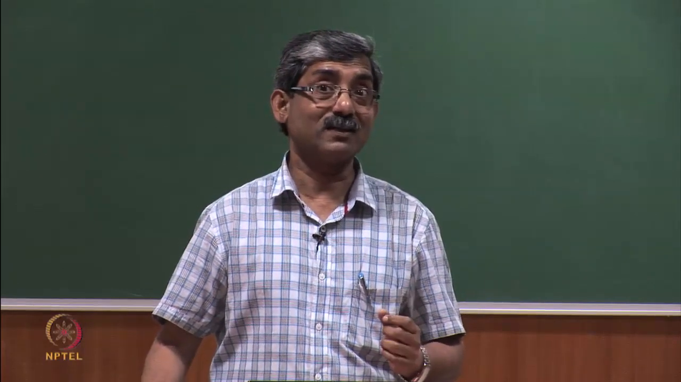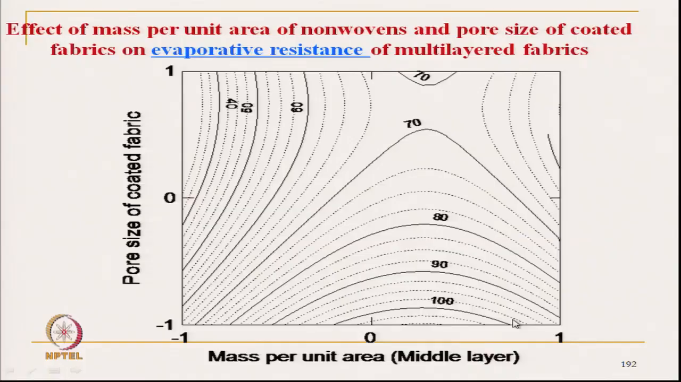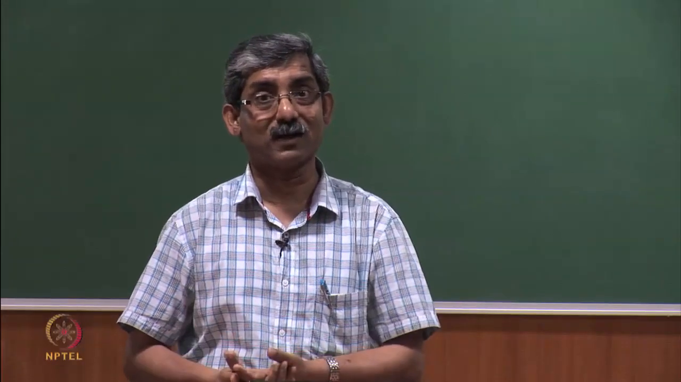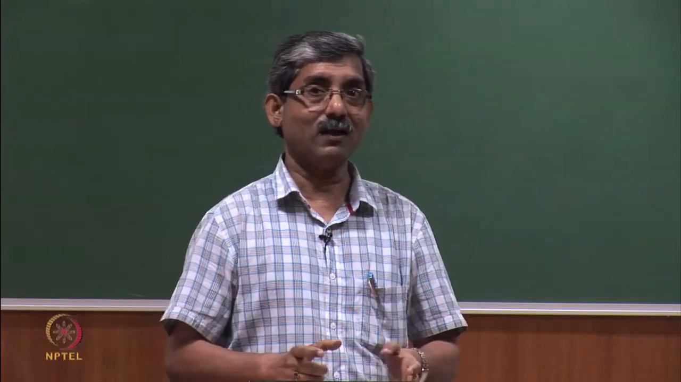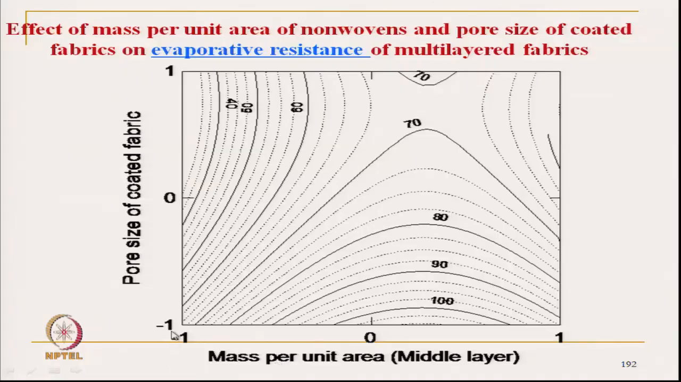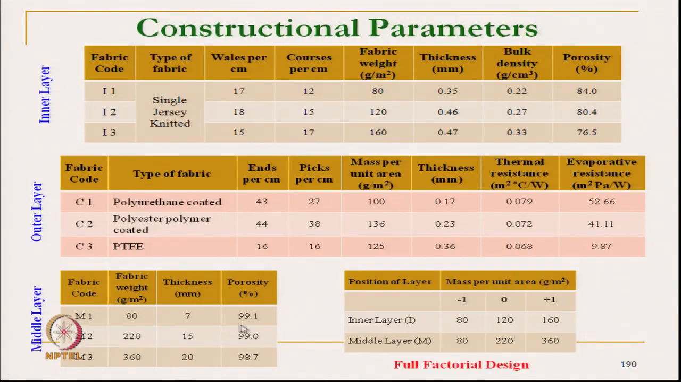So, that means the moisture vapor pressure has dropped suddenly. We have studied and tried to understand the reason behind that. What happened is that as the mass per unit area increases in our through-air bonded fabric, we can see the thickness has changed a lot. From the M1 first fabric to the M3 fabric, the thickness has increased threefold.